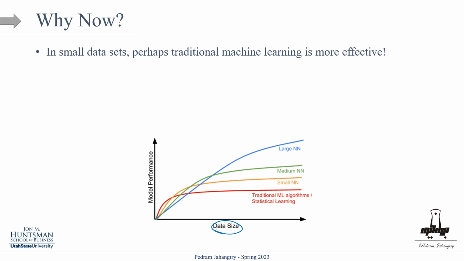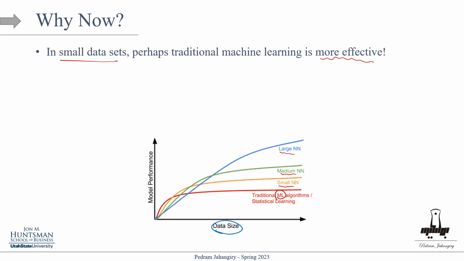If the data set is small, and even if the data is structured, even something like econometrics, when the data set is small and low dimensional, traditional machine learning is more effective. And we have seen in practice that traditional machine learning, when the data is small, outperforms the larger neural networks. So the red line is the traditional machine learning algorithm. Then the orange one is a small neural network, the green one is a medium neural network, and the blue one is a large neural network.